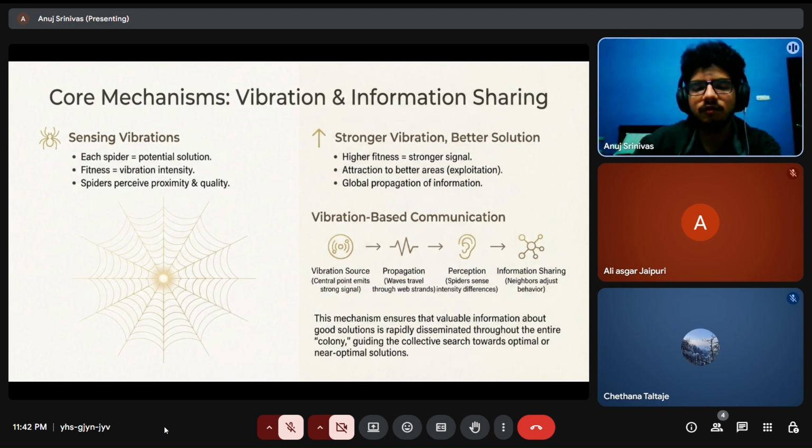The mechanism follows a simple pipeline: the source, the propagation, perception of that signal, and movement adjustment. Through these processes, good solutions are influenced and they influence the entire colony, enabling a collective convergence towards the optimum. Now my teammates Ali and Chetna will take over the presentation by explaining the algorithm.